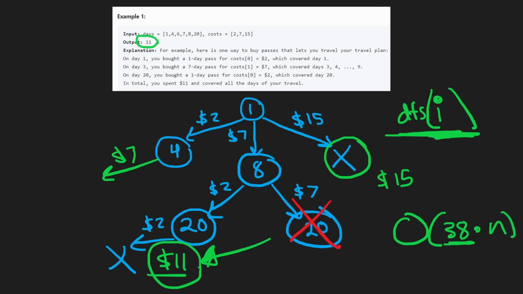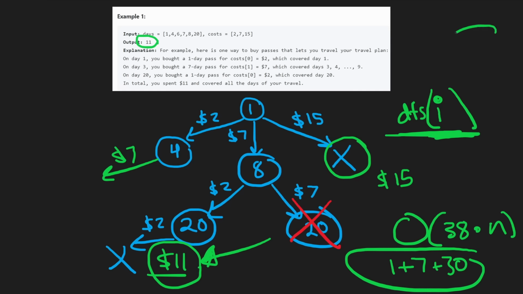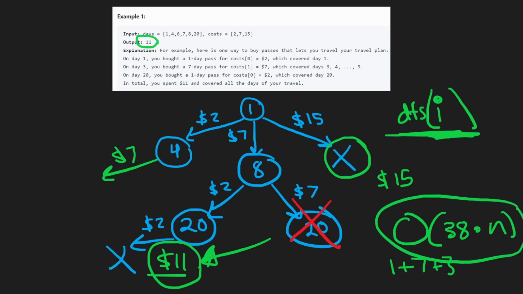The way I got this 38 is basically 1 plus 7 plus 30, because that's how many operations we'll have to do within a single DFS. That'll probably make more sense when we write out the code. But what I'm saying is the time complexity is still big O of n, even though we have a constant value here. I think this is all you really need to know to jump into the coding solution.